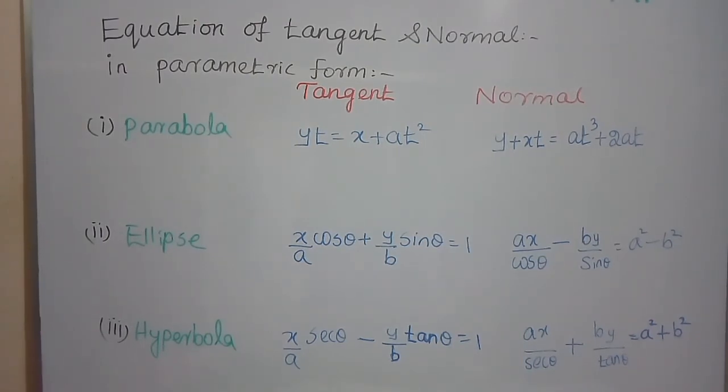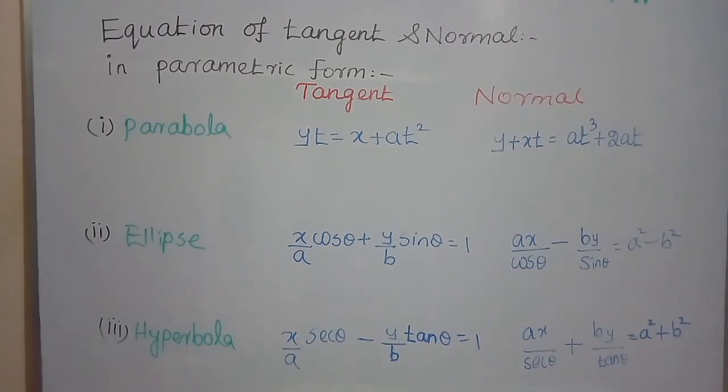Similarly, the equation of tangent to the hyperbola is x by a secant theta minus y by b tan theta is equal to 1. And here the normal equation is ax by secant theta plus by by tan theta is equal to a square plus b square.